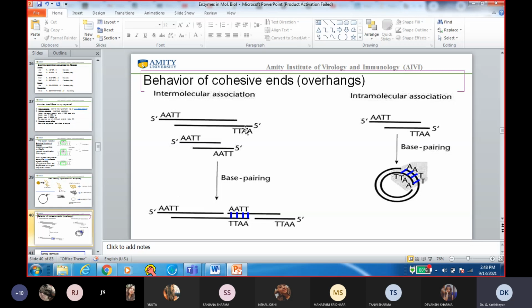So typically, in order to minimize thermal vibrations, or these are also called as the ends are frayed, they move a little bit apart, they melt a little bit here. In order to minimize that, the ligation reactions are generally done at 4 degrees centigrade. And when you do any reaction at 4 degrees centigrade, it is not going to be very optimal.